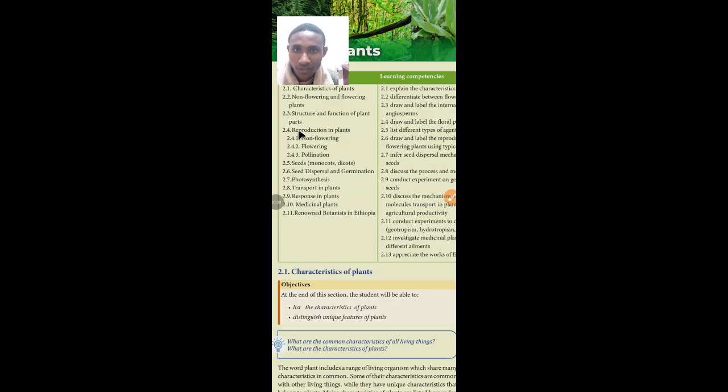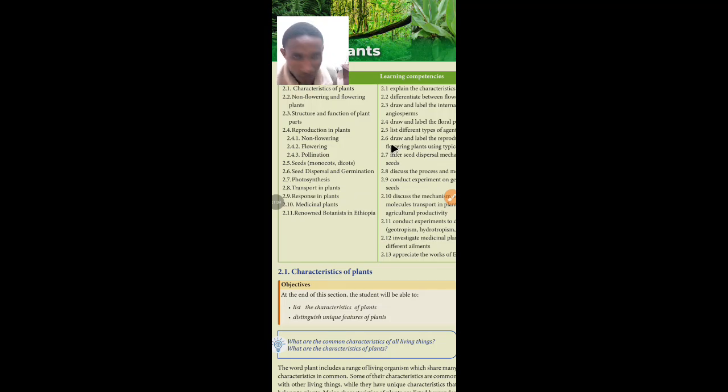2.4 is about the reproduction in plants, and 2.4.1 non-flowering plants, flowering plants in pollination, and also about seeds and seed dispersal and germination, and also about photosynthesis and transport in plants, and also response in plants and medicinal plants, and also renowned botanists in Ethiopia.